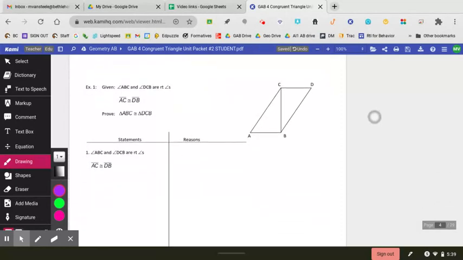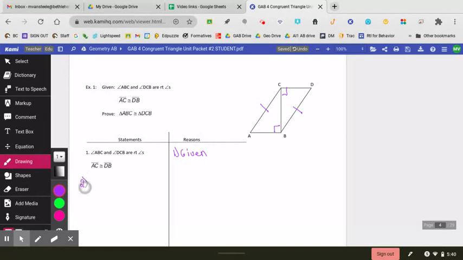So, example 1. We are given that angles ABC and DCB are right angles. And we know that AC is congruent to DB. So that's our given information. Typically, when we know that the angles are right, we would next say that all right angles are congruent. But we want to try to use hypotenuse leg.